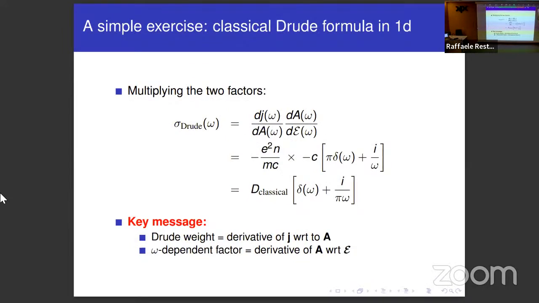All of this is, however, to promote a key message. That means that the Drude weight itself is the derivative of the current density with respect to the vector potential. And the omega-dependent factor, which multiplies it, is the derivative of the vector potential with respect to the field. And this will go on even in the quantum case. So in the quantum case, we will find a formula for the derivative of the current with respect to the vector potential, while instead the omega-dependent factor will be the same. We will carry it over to the quantum case.